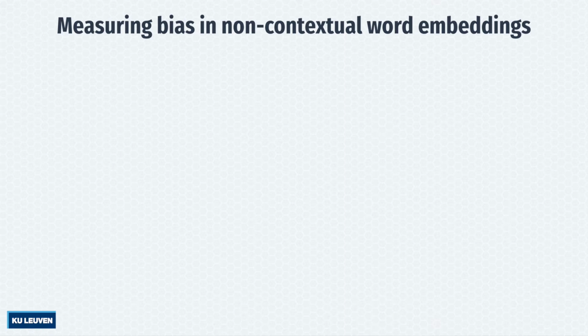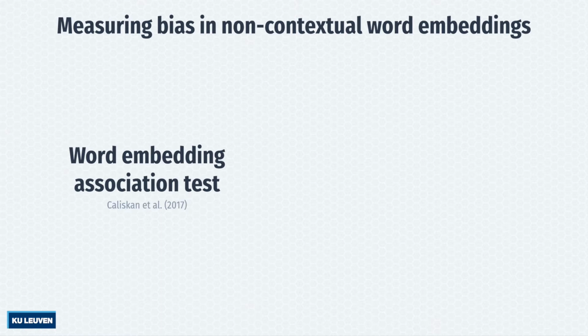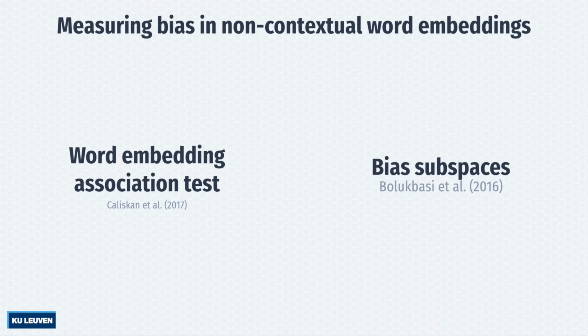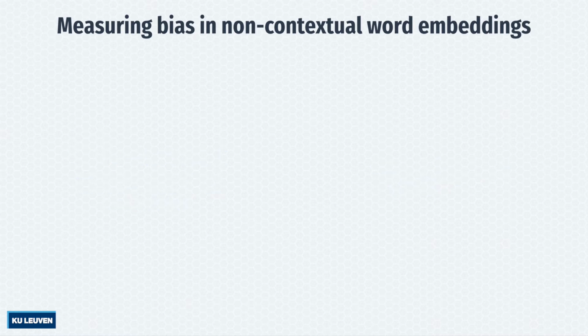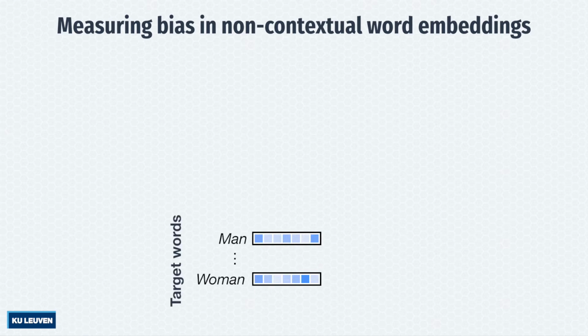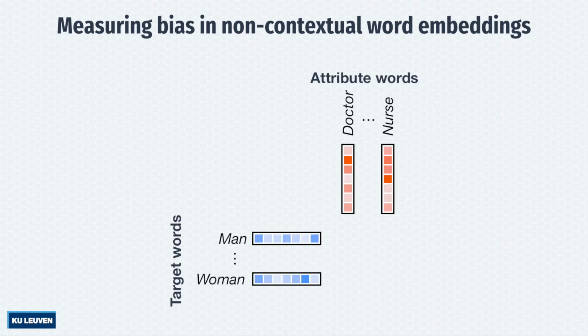Before we dive into the metrics, let's first take a look at traditional word embeddings like Word2Vec. Here are two fairly well-known papers that measure biases. The Word Embedding Association Test, or WEAT for short, by Caliskan, and the Bias Subspaces by Bolukbasi. The methods are different, but for this video it's enough to know that both measure associations between groups of words. Let's look at WEAT as an example. This metric needs a set of target words, like man and woman, and attribute words, like doctor and nurse. WEAT then measures how similar these targets and attributes are, with cosine distance in the case of word embeddings.